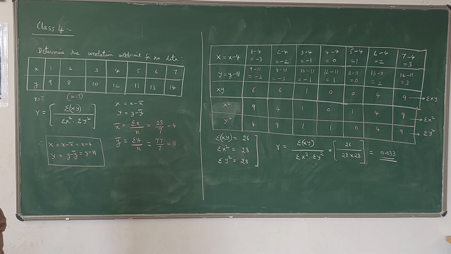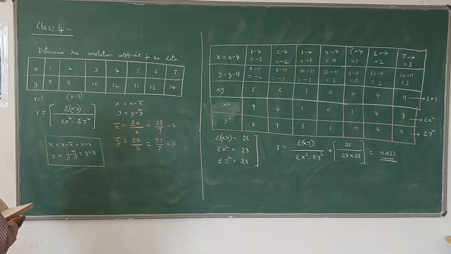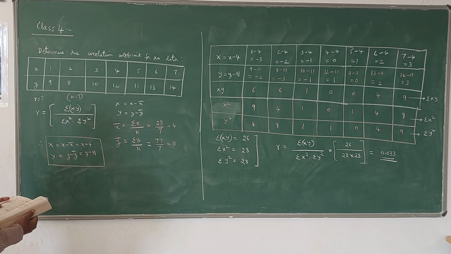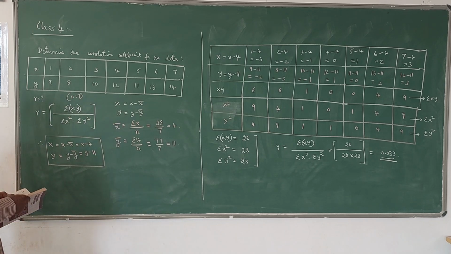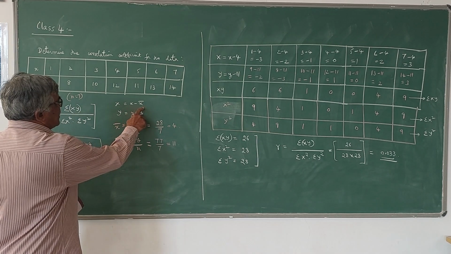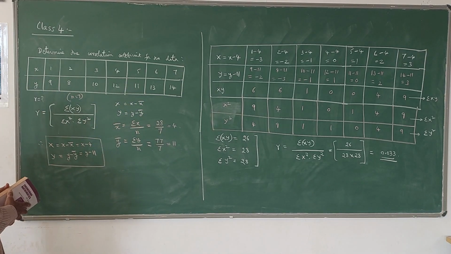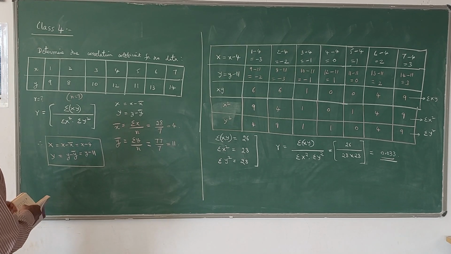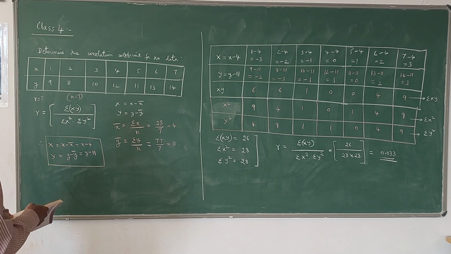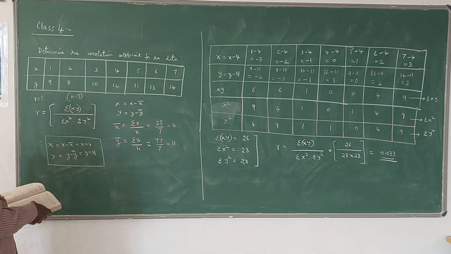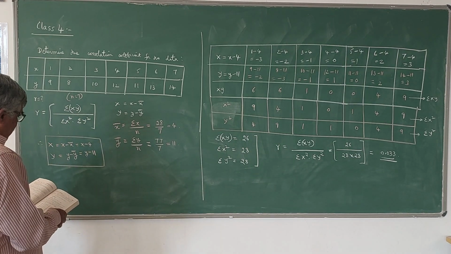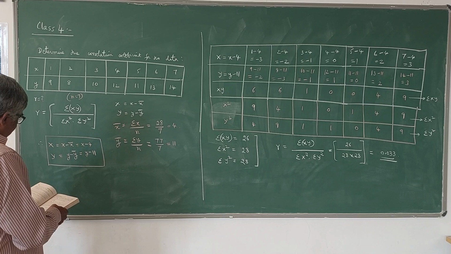So please note that the procedure is very simple. They will give the x and y values. You need to find x bar and y bar, the mean values of the given x and y values. Then after that you have to take the deviations. These are called deviations. Deviation of an individual value from the mean: x minus x bar, which is taken as capital X, and y minus y bar, which is taken as capital Y. Then you need to calculate the x square and y square, and then sigma xy.